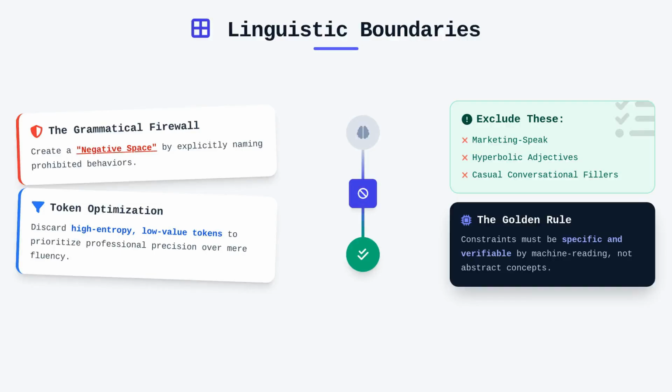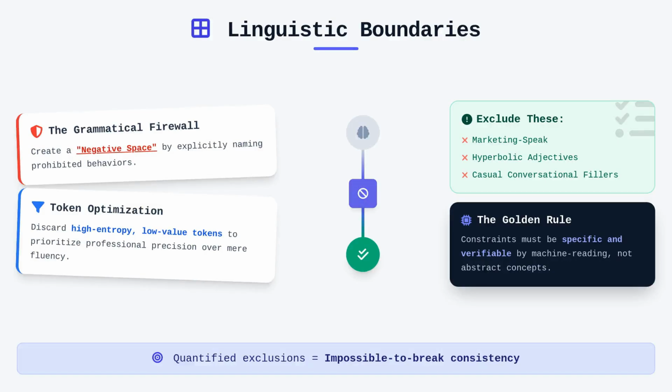You must ensure these constraints are specific and verifiable by a machine reading process, rather than relying on abstract concepts that vary based on the model's current temperature settings. When you quantify these exclusions, you achieve a level of consistency that is otherwise impossible to maintain in open-ended generation tasks.